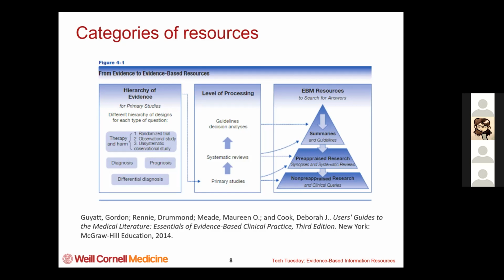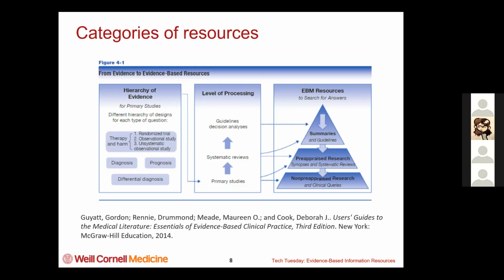So the answer is we start at the top of the pyramid and we work our way down until we find the answer. One thing that's problematic about this version of the pyramid is that the top lumps together summaries and guidelines. Guidelines can be useful. However, there is a wide range among guidelines in terms of how evidence-based they are. There are criteria available to help you evaluate the strength of a recommendation in a guideline. We don't have time to go into that today, but if people are interested in getting some recommendations, we might be able to get to that in the Q&A.